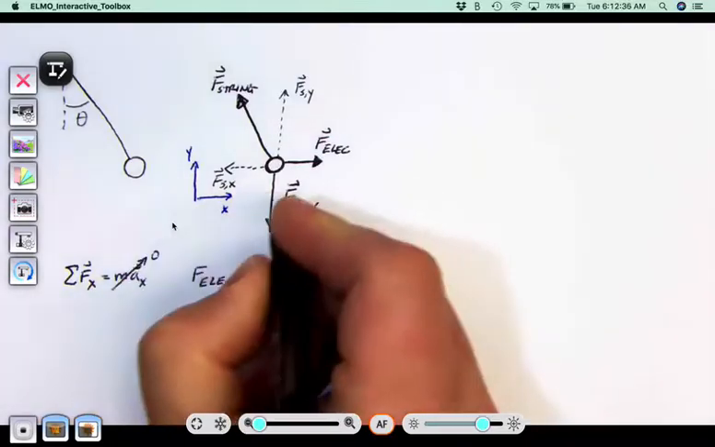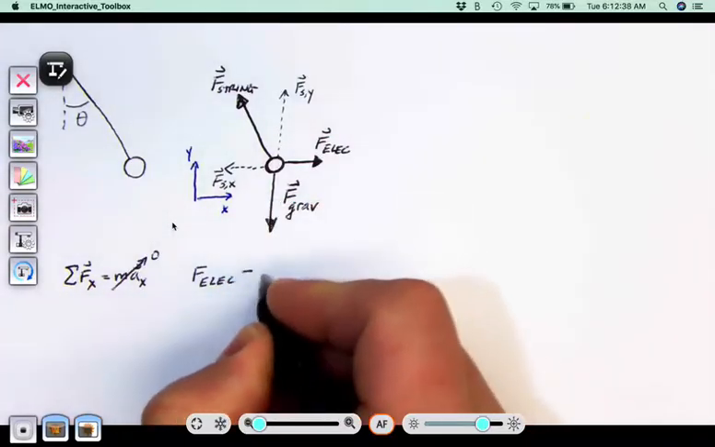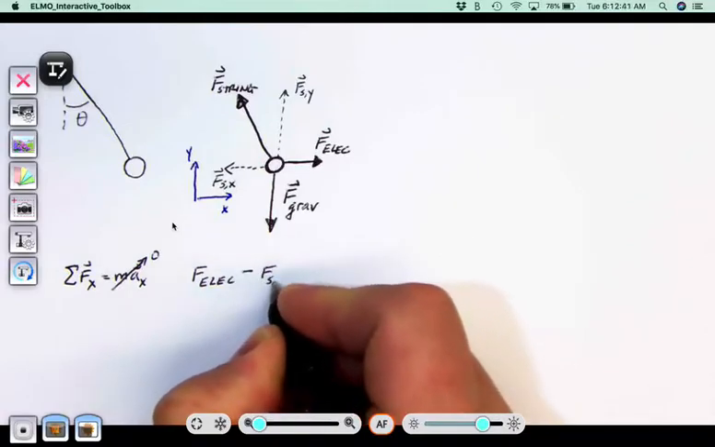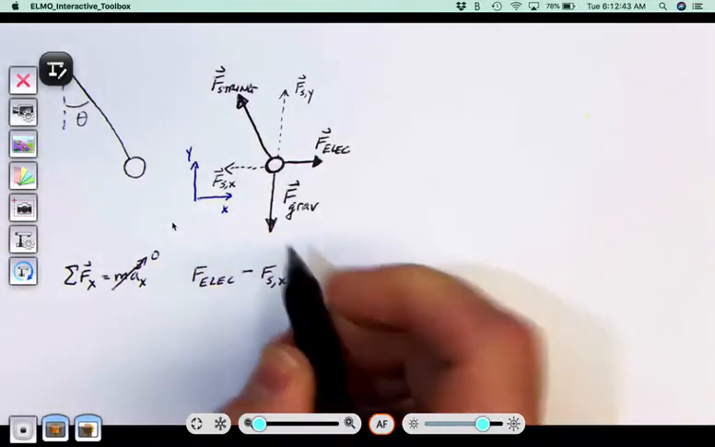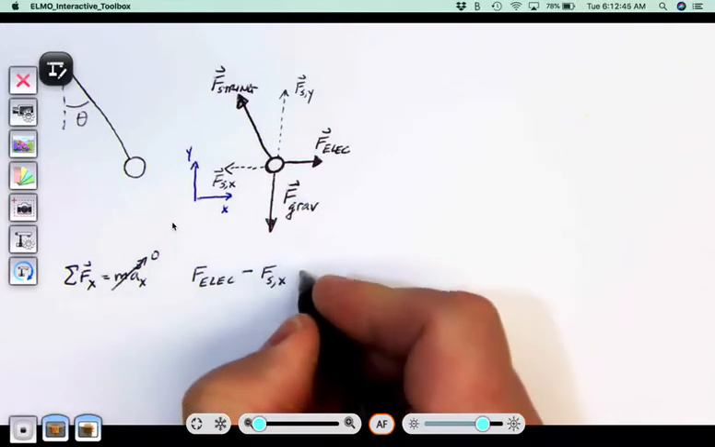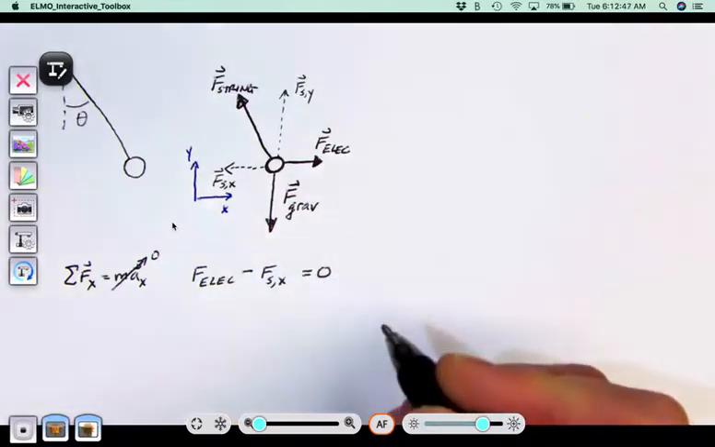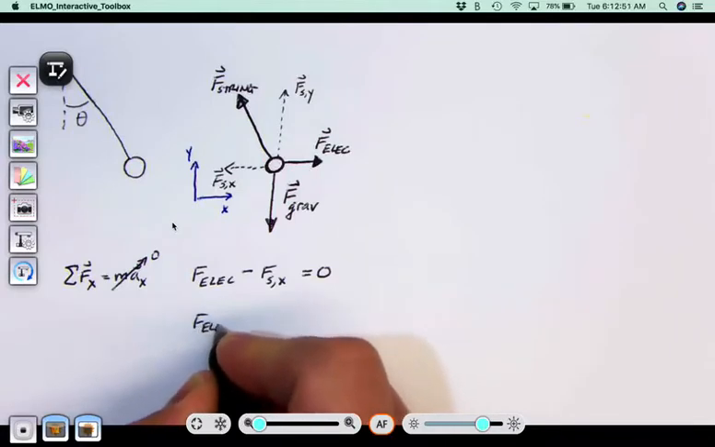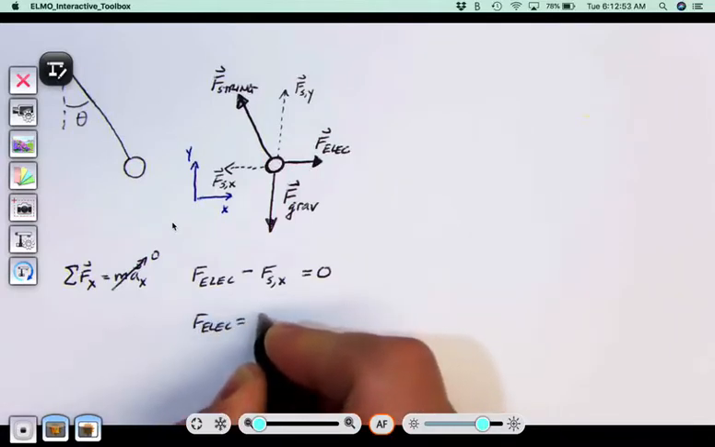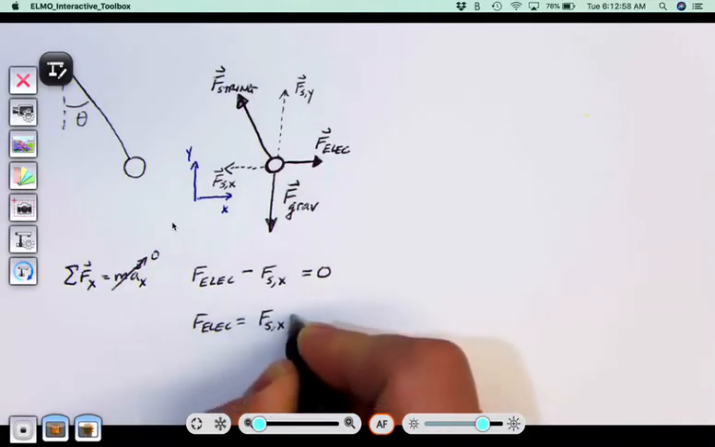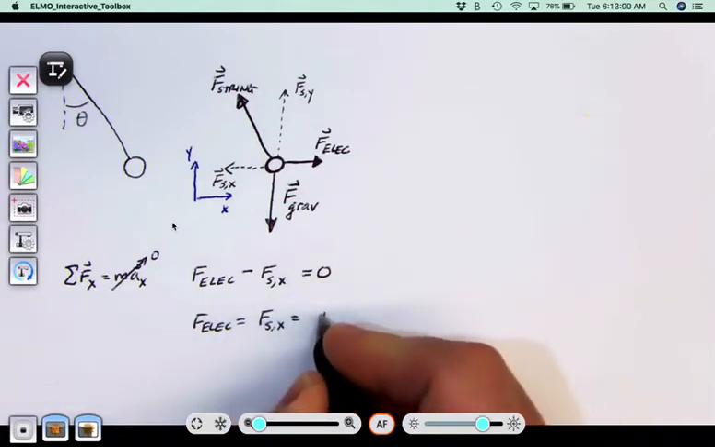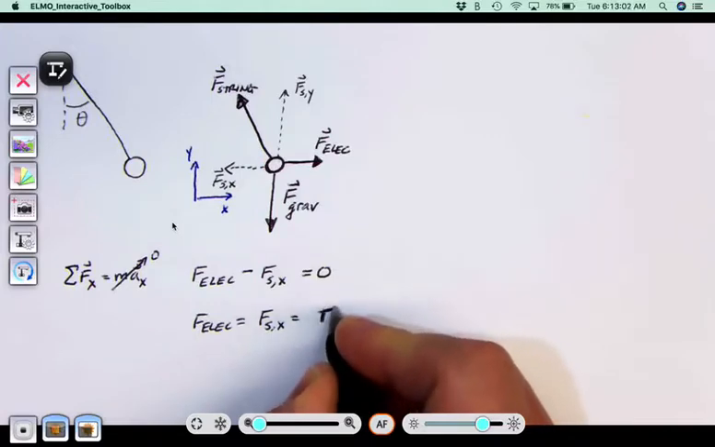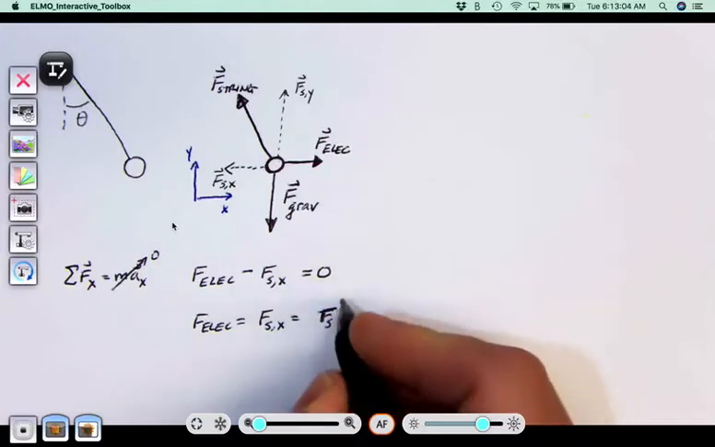And so what that says is that the electrical force, which is in the positive x direction, minus the x component of the string force, which is in the negative x direction, must equal 0. Or the electrical force equals the string force in the x direction, which, by the way, equals the overall string force times the sine of theta.